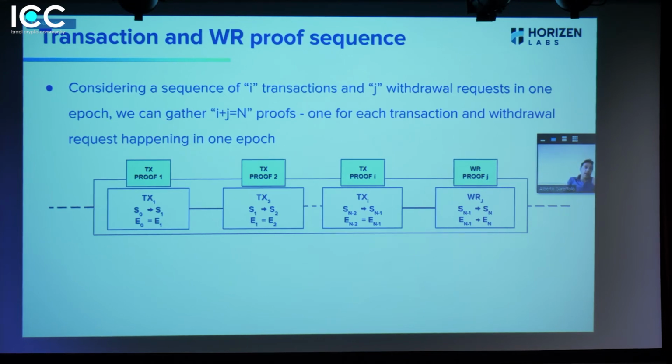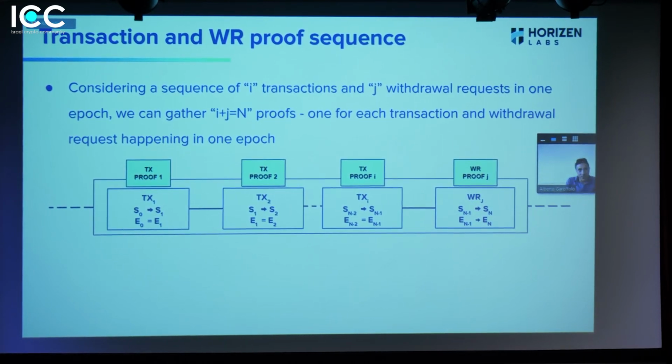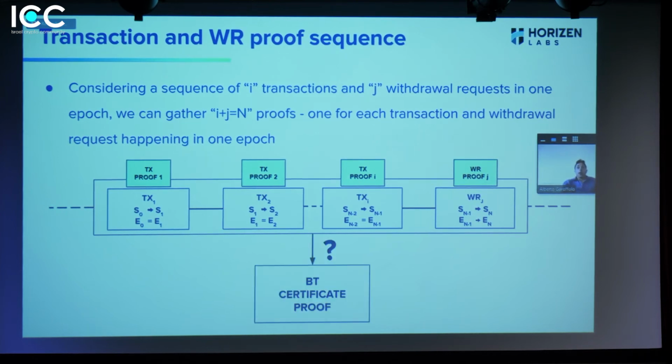But here, the rules for creating the proof are enforcing that E0 is equal to E1. So when you are processing a transaction, we are not modifying the backward transfers after having applied the transaction. We are just modifying the list of backward transfers when we are applying the withdrawal request.